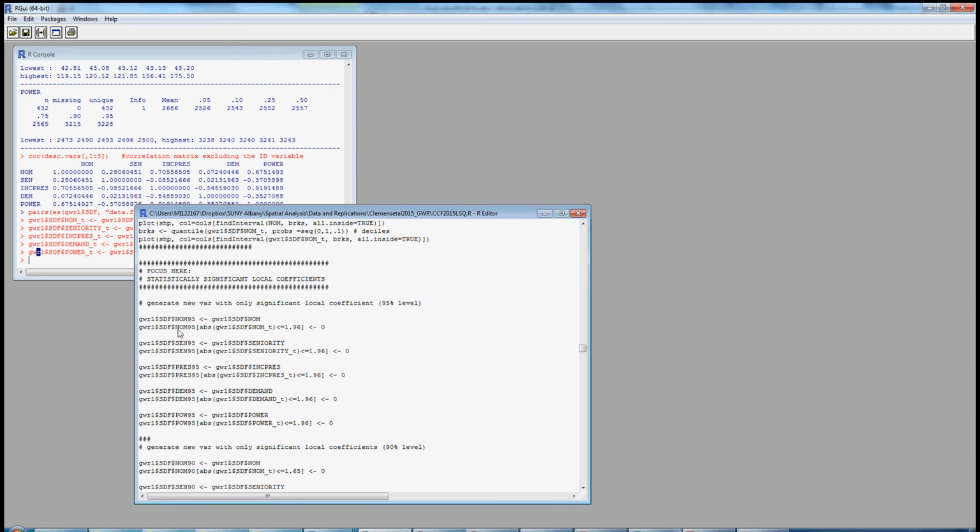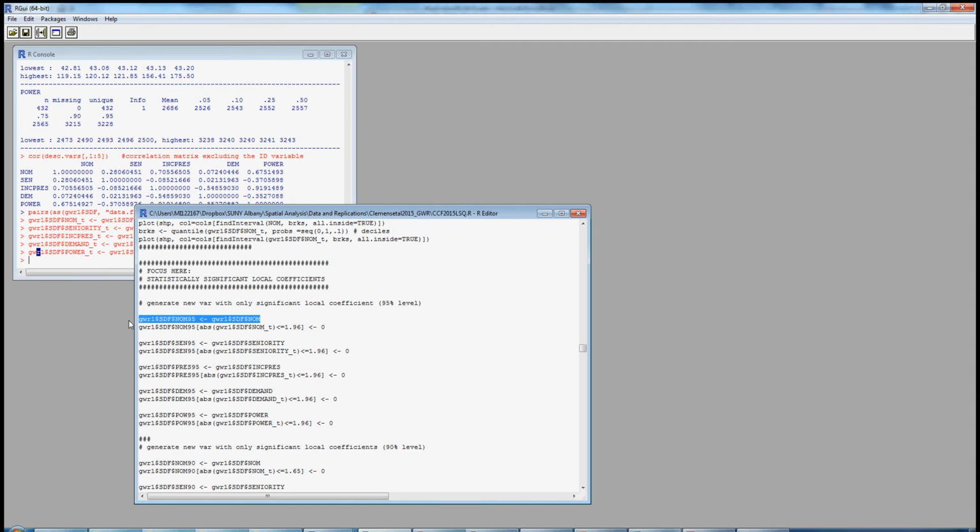We want to now distinguish the statistically significant from the non-significant local coefficients. So at the 95% confidence level, we're going to generate a new variable that captures that statistical significance. We're calling that new variable nom95 for the nominate score 95, capturing ideology, the effective ideology, locally at the 95% confidence level. So we're adding this variable again to our spatial data frame in our GWR1 object.